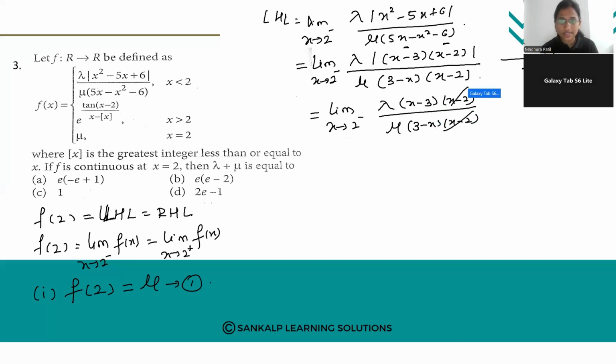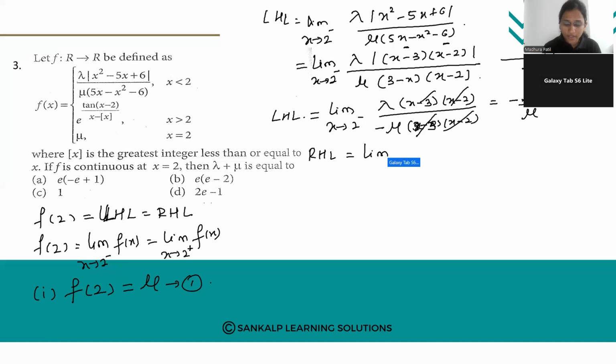Now the factors of x minus 2 cancel, and the remaining factor x minus 3 is just the negative of 3 minus x. That's why I get the value of LHL as lambda by mu. Okay, fine, so we got one relation. Similarly, we will find the RHL.